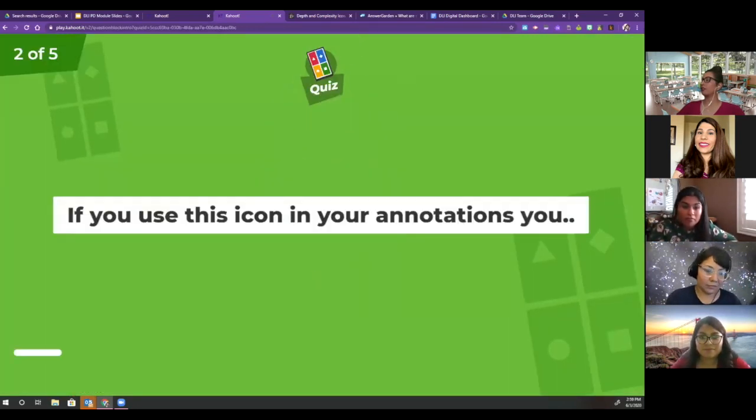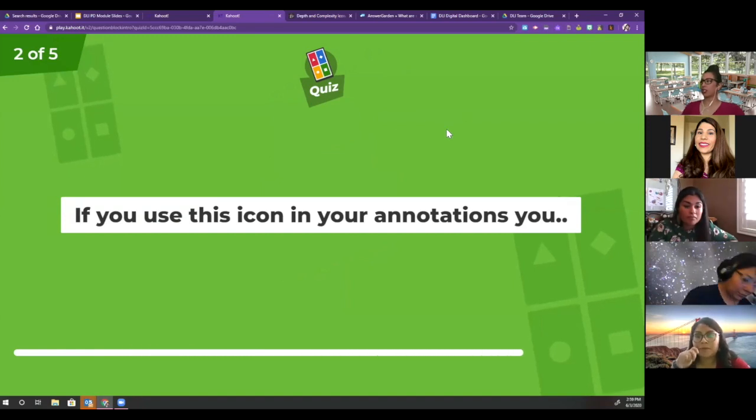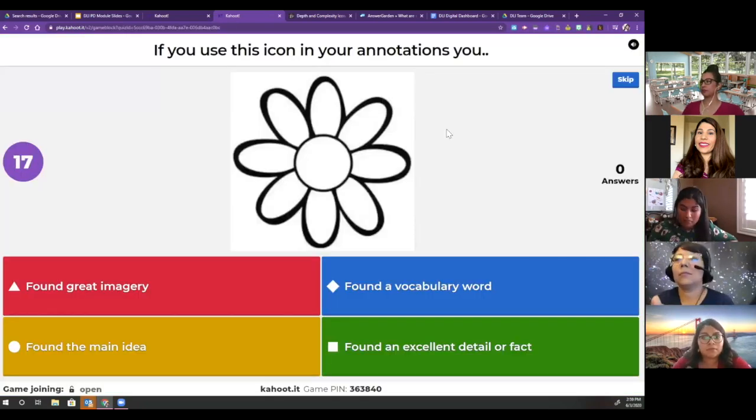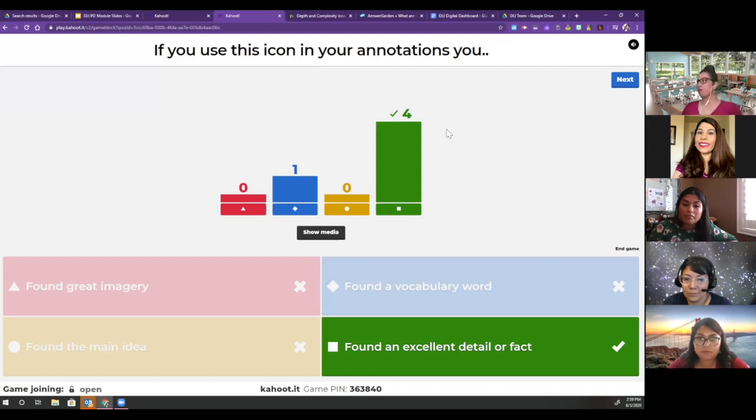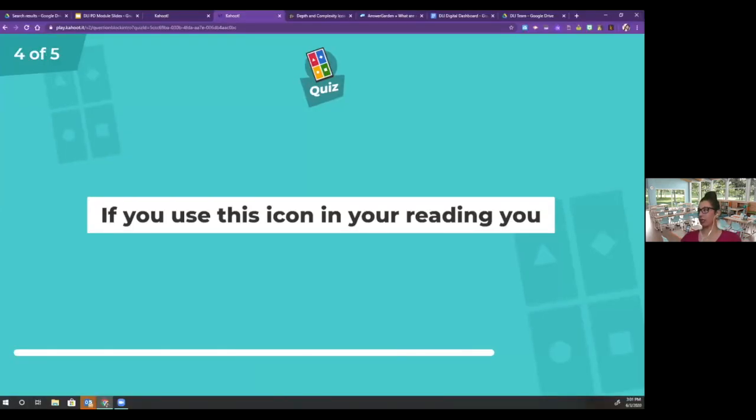All right. Okay. That one is a little bit tricky, but I'm glad this came up. So when you're using the flower, that is mainly concentrating on the petals.